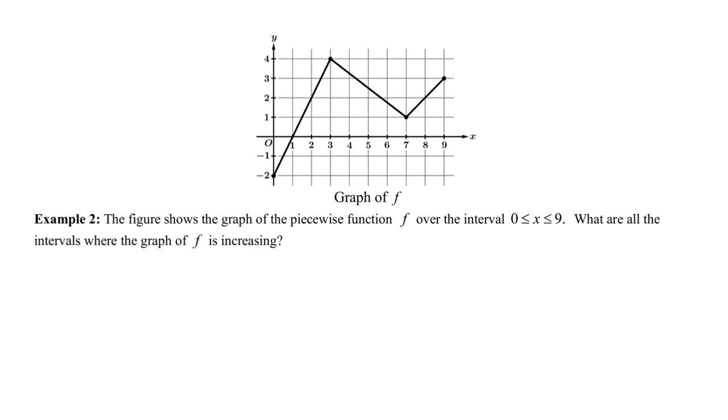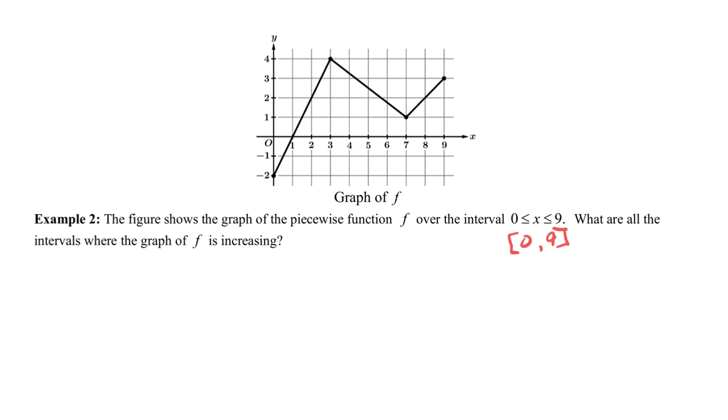Just remember, interval notation would look like this, 0 to 9. I use brackets because those numbers are included. You'll see that they're closed circles at 0 and 9. All right, so let's look at our graph.